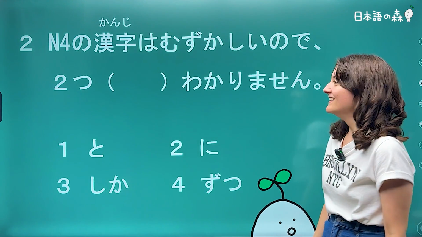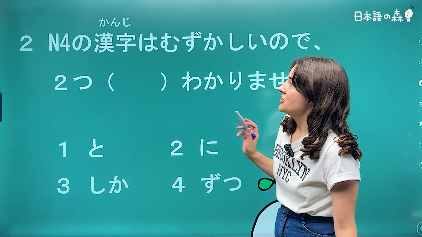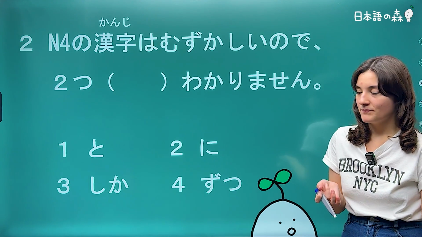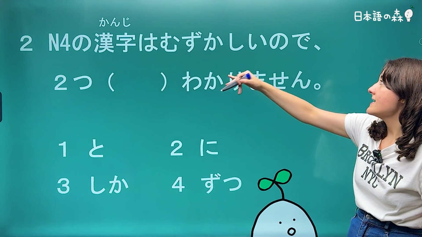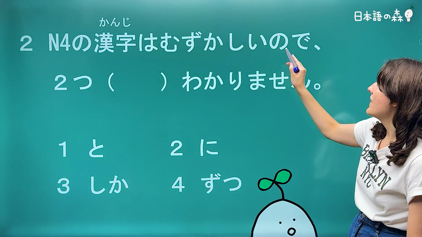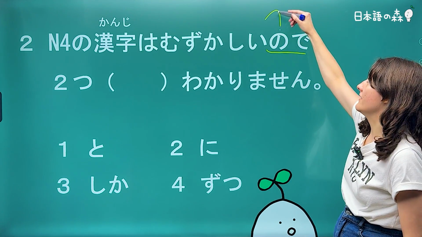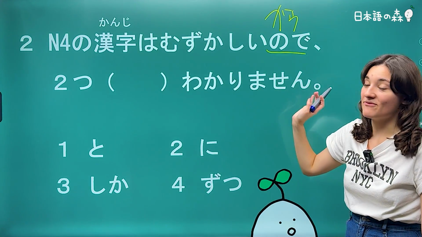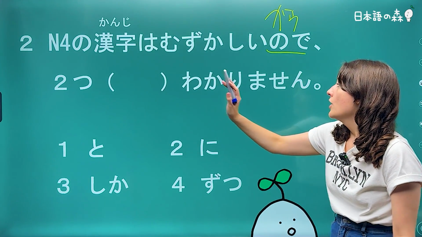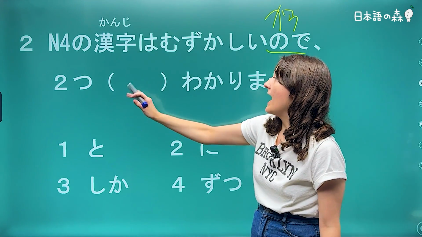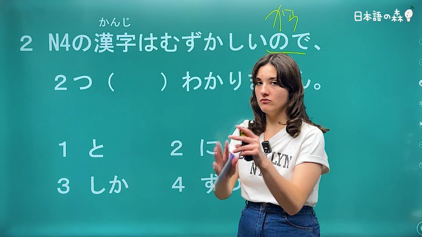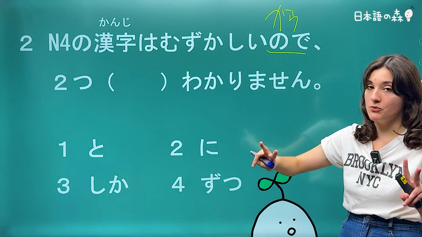Okay. N4 no kanji wa muzukashii no de 2つ blank わかりません. So N4 kanji is difficult. And then this no de, that's the same thing as kara. So because N4 kanji is difficult, here what's happening is we're saying I only know 2. So 2つ is 2 things, so 2 kanji, I only know 2 of them.